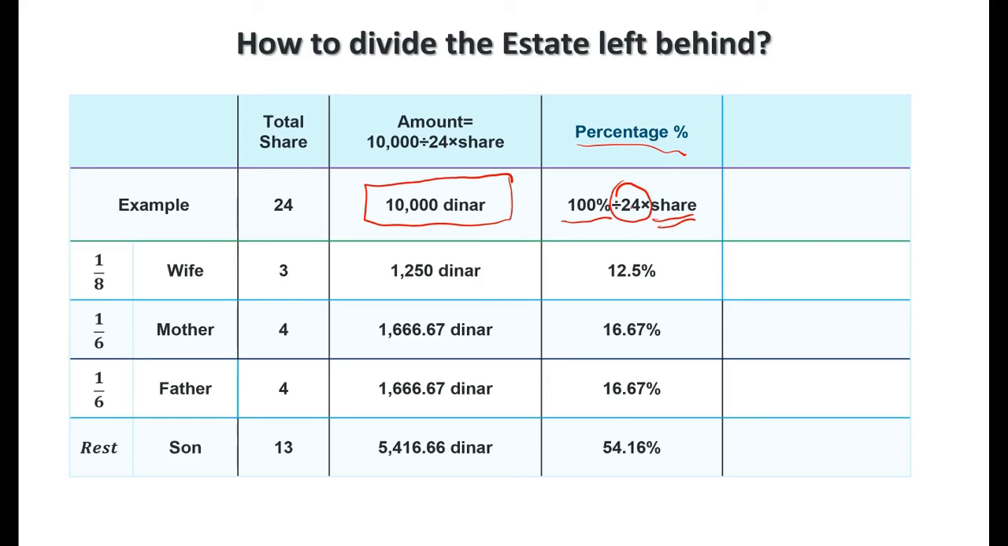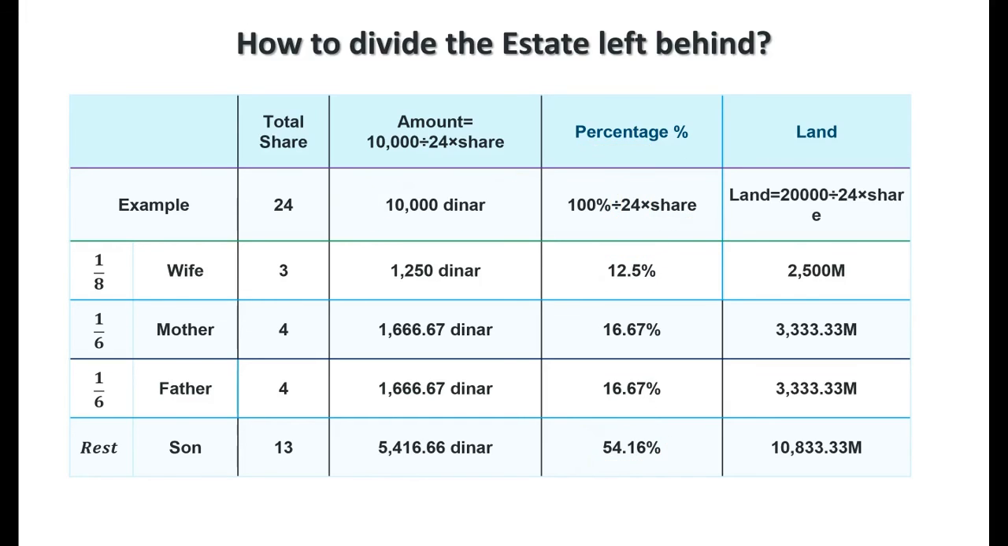So 100% divided by 24 times 3 equals 12.5%. 100% divided by 24 times 4 equals 16.67%. And then 100% divided by 24 times 13 equals 54.16%.